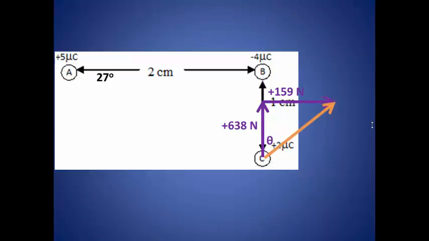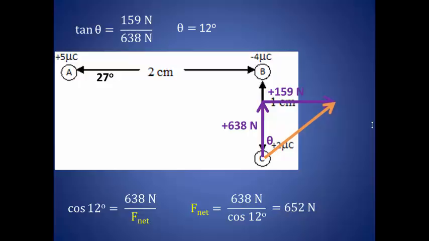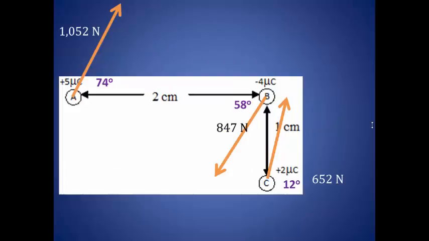Now we can draw our absolutely not to scale resultant vector for the net force acting on particle C. To find the angle, we can use a tangent of 159 over 638 to find a really small angle of 12 degrees. Then use that angle to find the net force of 652 newtons. So putting that all together, we get a pretty good visual of the net forces acting on each individual particle. So there you have it. When you are dealing with multiple charges, you just have to remember to include the effect of all of the other charges that are acting on it.